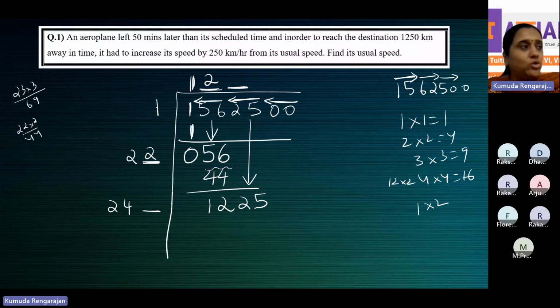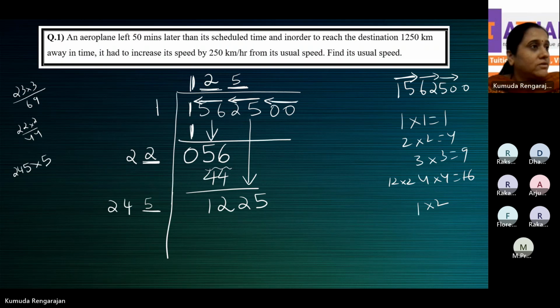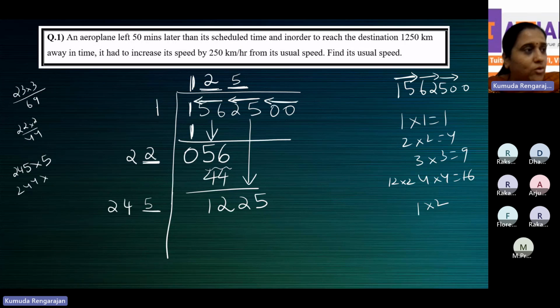And the number is 1225. So you must get a product equal to 1225 or just less than 1225. So let's try, like if you try 5 here, you should put 5 here also. So it's like 245 into 5. Or if you put 4 here, 4 here, so it will be 244 into 4. Let's just try 5. 245 into 5.